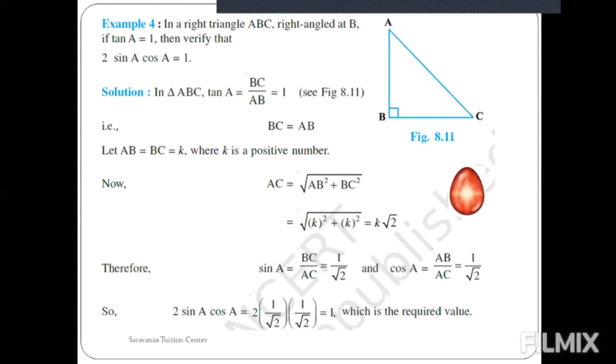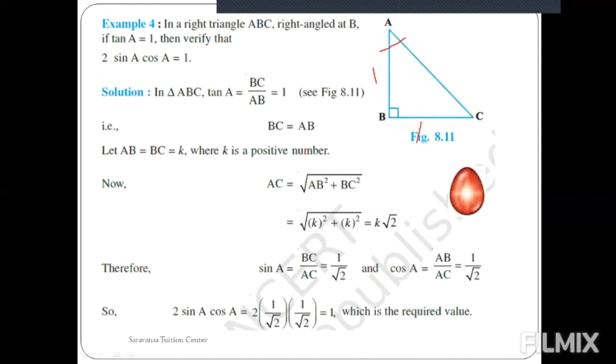Okay. So next, example 4. ABC is a right triangle, right angled at B. If tan A equals 1, they are using angle A. So tan A equals 1. Then verify that 2 sin A cos A equals 1. So tan A is sine by cos, right? You can use that tan equals opposite by adjacent. So if opposite is 1, then adjacent will also be 1. You need to use Pythagoras theorem in this to find AC.